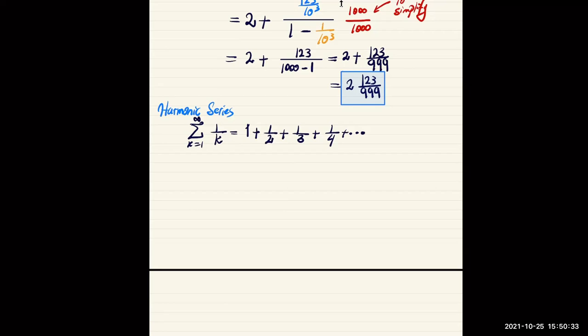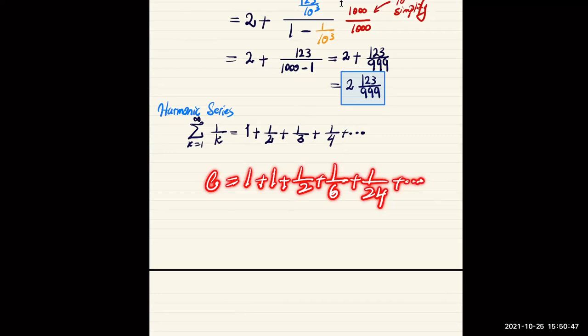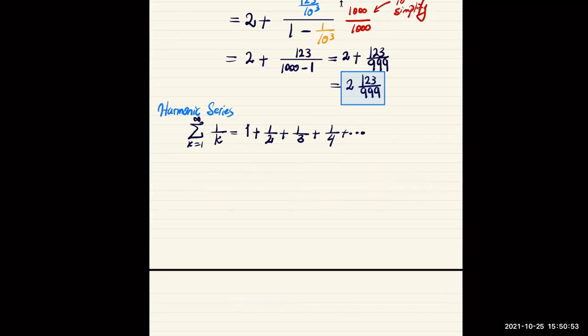Like e is 1 plus 1 plus 1/2 plus 1/6 plus 1/24. This is not geometric. Well, again, we're going to learn why e is that. But irrational numbers are numbers that in series form are not geometric.